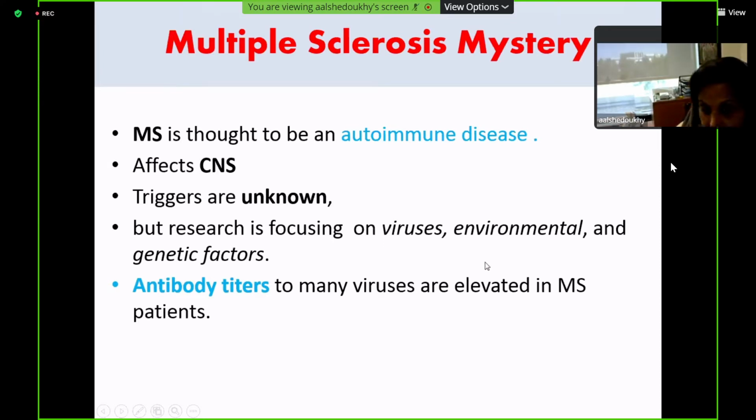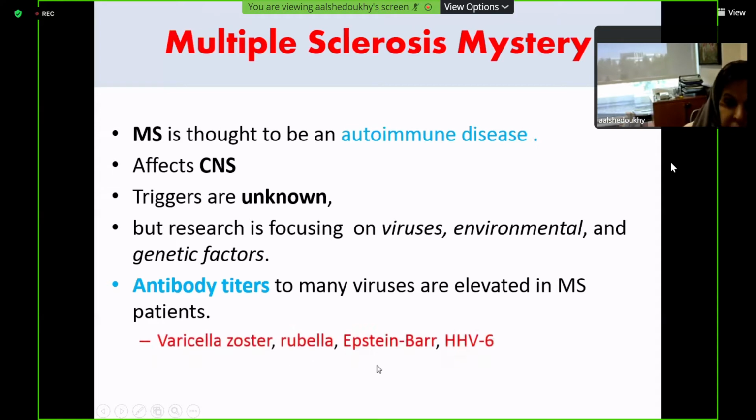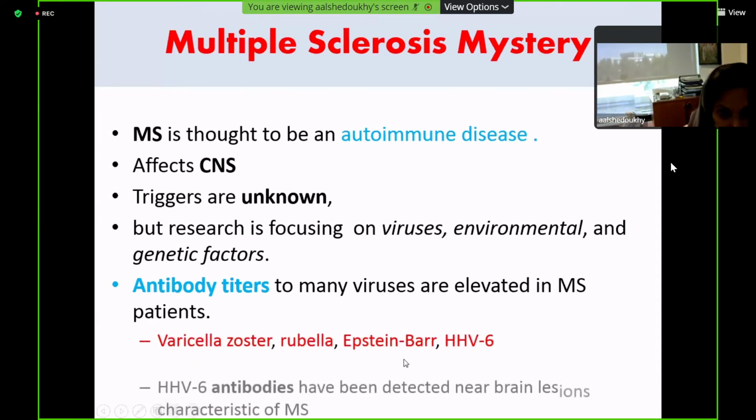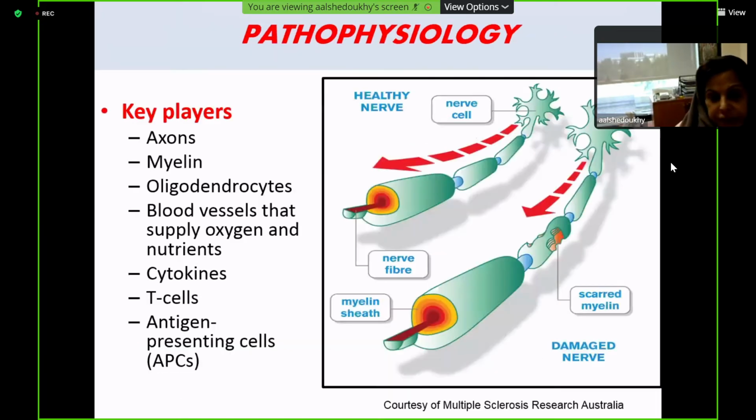So it runs in the family. Antibody titers to many viruses are elevated in multiple sclerosis patients, like varicella zoster, rubella, Epstein-Barr virus, and herpes virus type 6. Antibodies to these viruses are detected. Hence the theory that multiple sclerosis is a reaction to a viral infection, a previous viral infection.